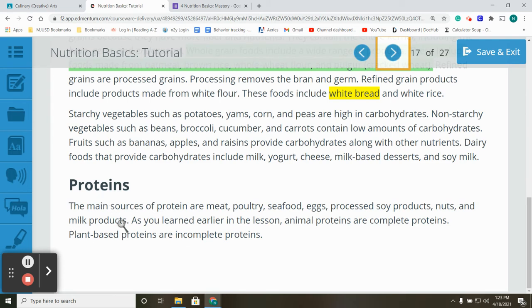Proteins. The main sources of protein are meat, poultry, seafood, eggs, processed soy products, nuts, and milk products. As you learned earlier in the lesson, animal proteins are complete proteins. Plant-based proteins are incomplete proteins.